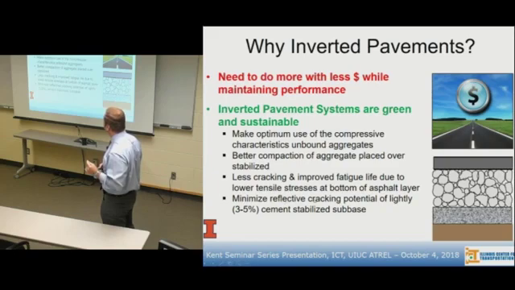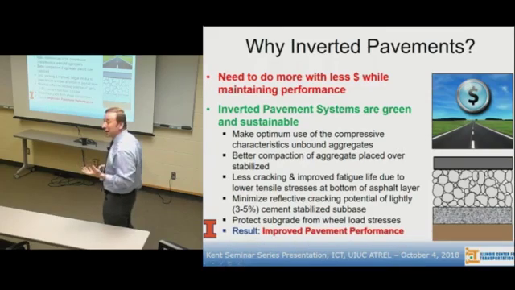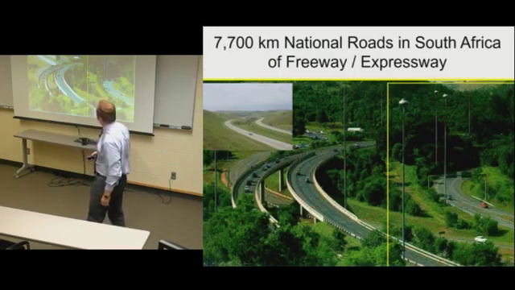And the reflective cracking potential is also minimized because you don't have a high cement percentage, 3 to 5%. That's lightly cemented, so not prone to shrinkage cracks because of the low cement content. It does a great job because the subgrade stresses, the deviator stress on top of the subgrade from the wheel loads, are very little, about 1 to 2 psi, because it's buried under a stiff subbase. The result is improved pavement performance. Okay. So that's really the key about inverted pavements.